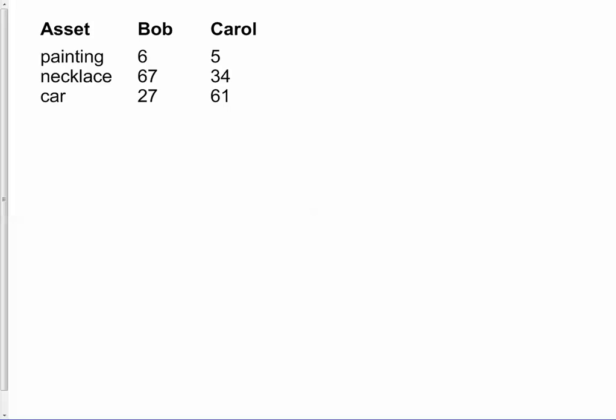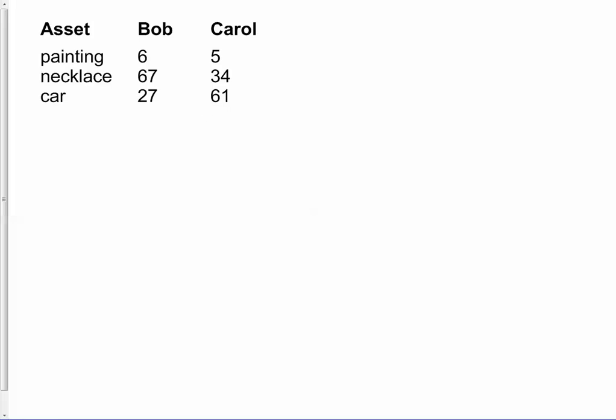As we learned in class, the way it starts is both Bob and Carol each get 100 points that they are allowed to divvy up among the three items. So you see that that's shown. Bob puts most of his points into the necklace, Carol puts most of her points into the car, but they put different numbers in all their spots. This is a reflection of how much they value these three things. It may be financial value, but it also may be sentimental value or just something they want for whatever reason.